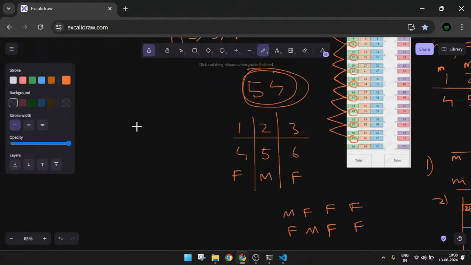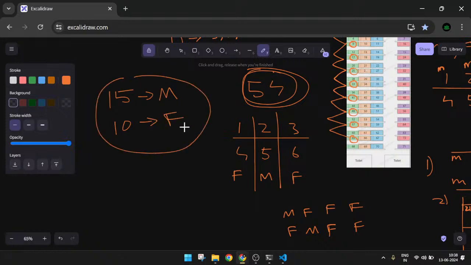So if we have, for example, 15 males in our bogey and 10 females, now I need my algorithm to assign them to seats. How I will create this algorithm is, first, males will be assigned the middle seat.